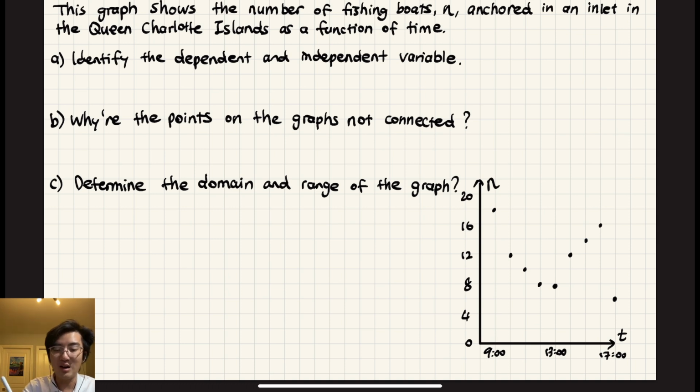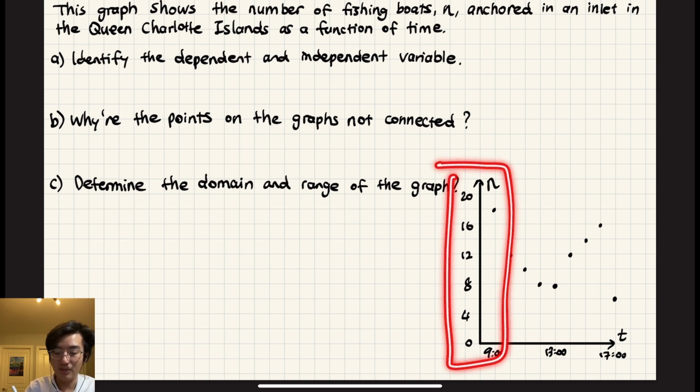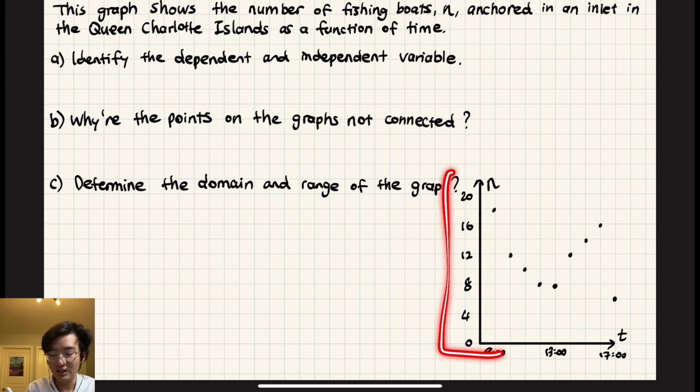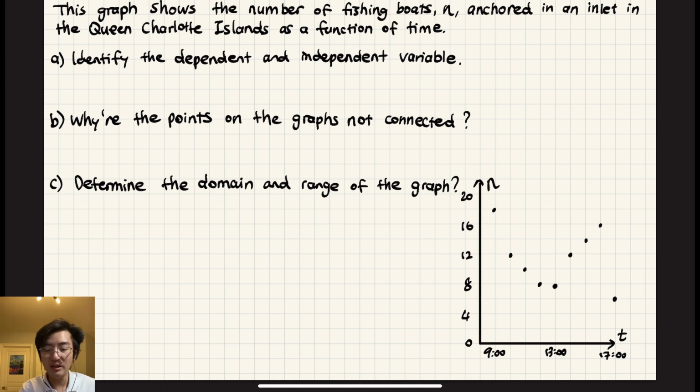With that being said, here's a pretty common question or word problem you might see. We have a graph with n as the number of fishing boats as a function of time. So we're looking at the time of day and the number of fishing boats on this specific inlet. We want the dependent and independent variable. As a quick refresher, the independent variable is the variable that we are essentially choosing, and the dependent variable will change depending on what the independent variable is. In other words, the independent variable is the x, and the dependent variable is the y.